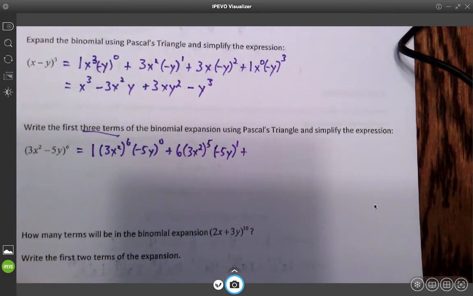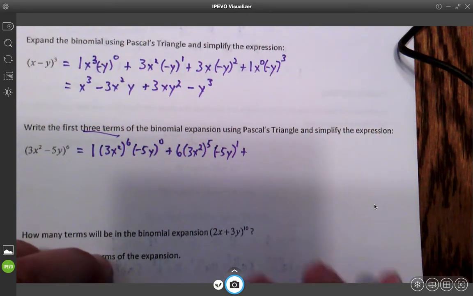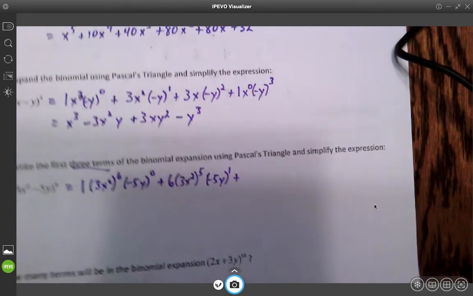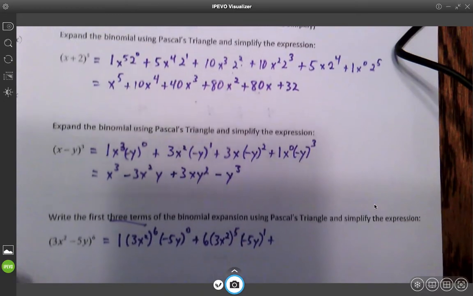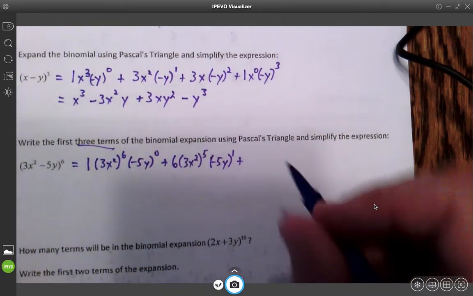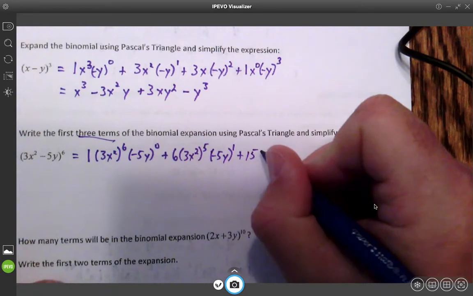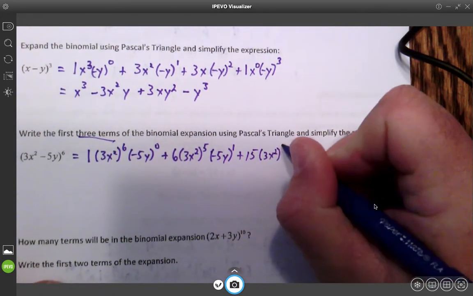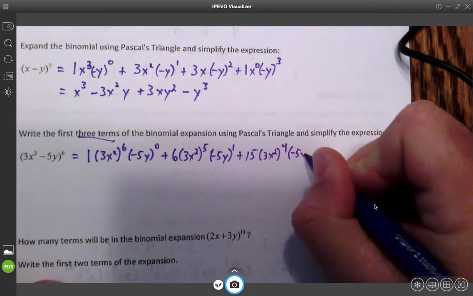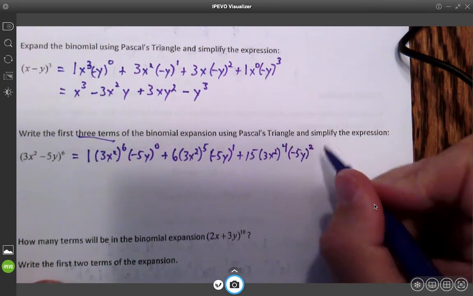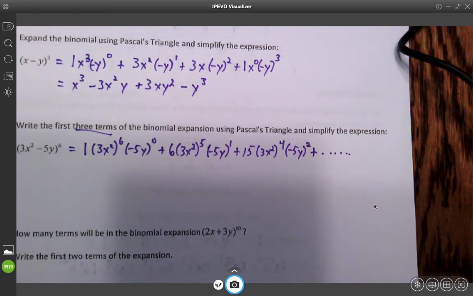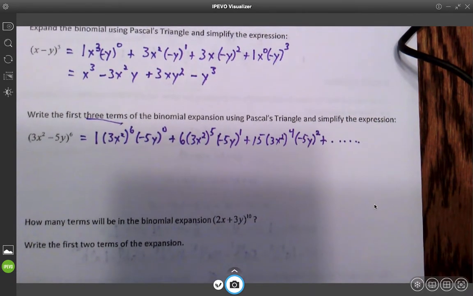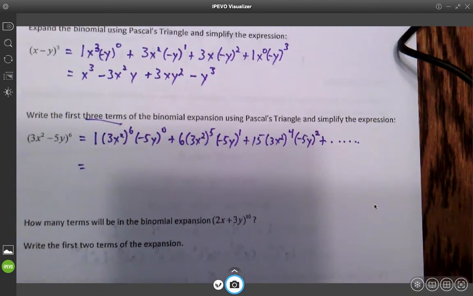Plus, what's after 6? You may remember, well, we can write it out, or we can go to the front. 15. 15 is next. Okay, so we're going to go 15, 3x squared to the 4th, negative 5y squared, plus dot, dot, dot, because we're going to keep on going if we had to go all of those. But we're only going to do the first 3, because that's all it asks for.